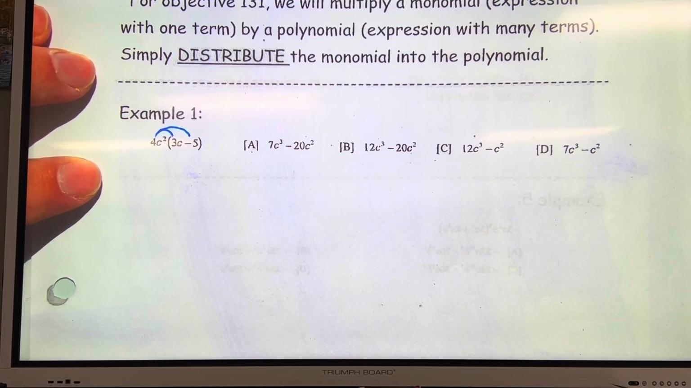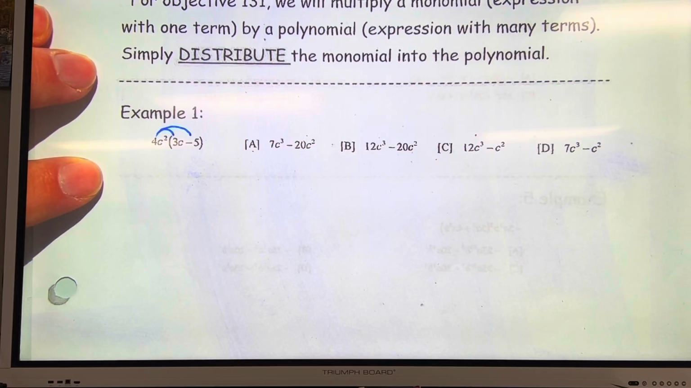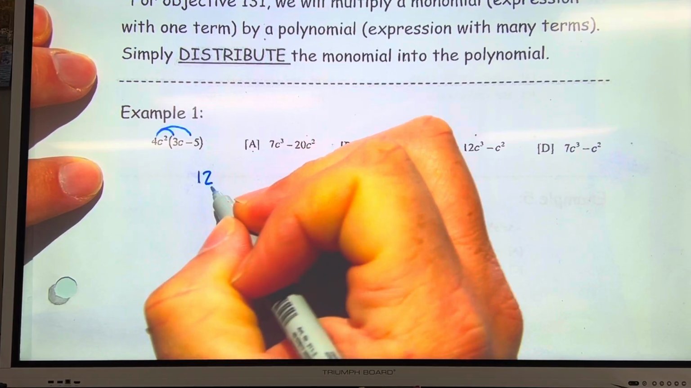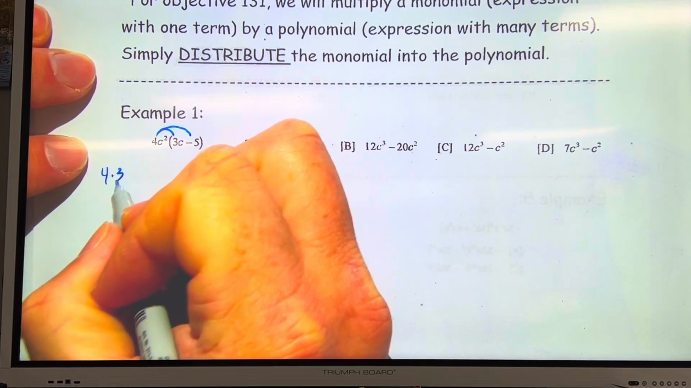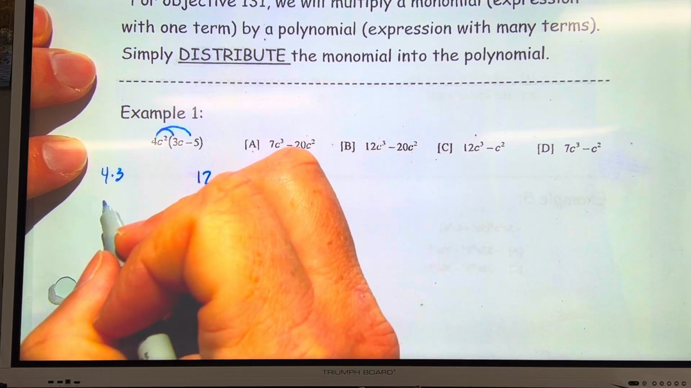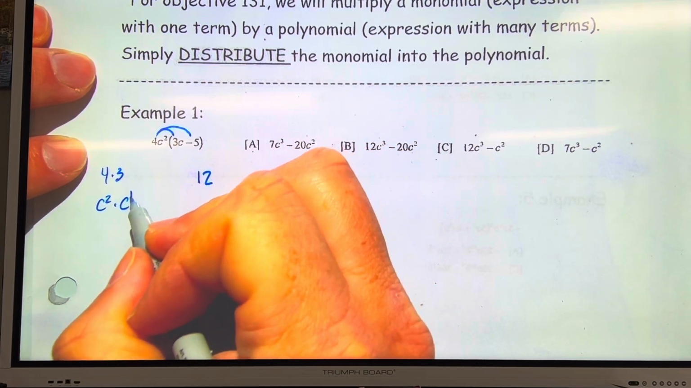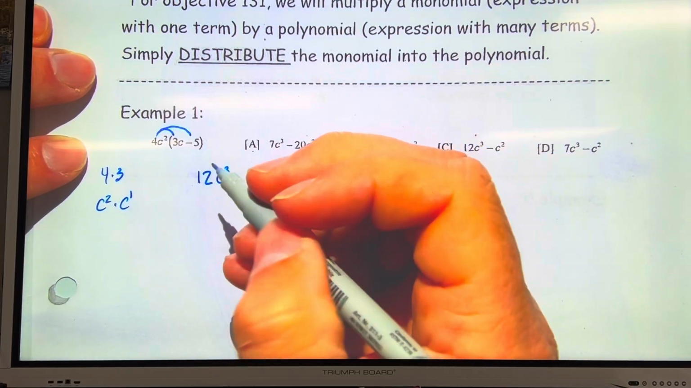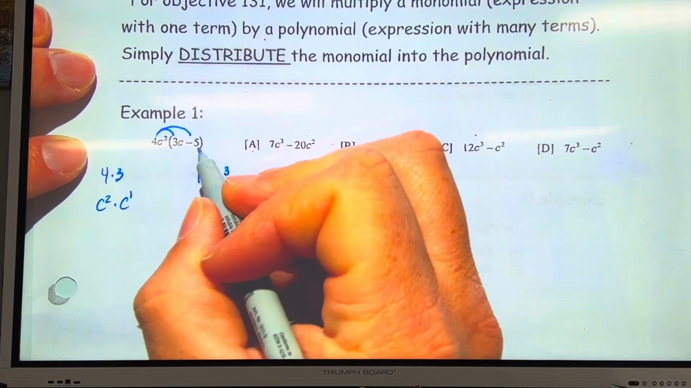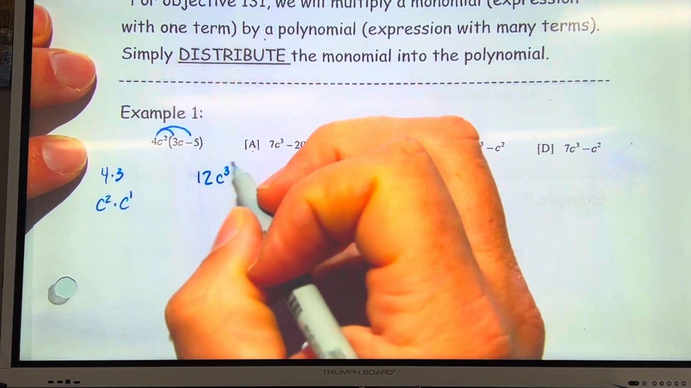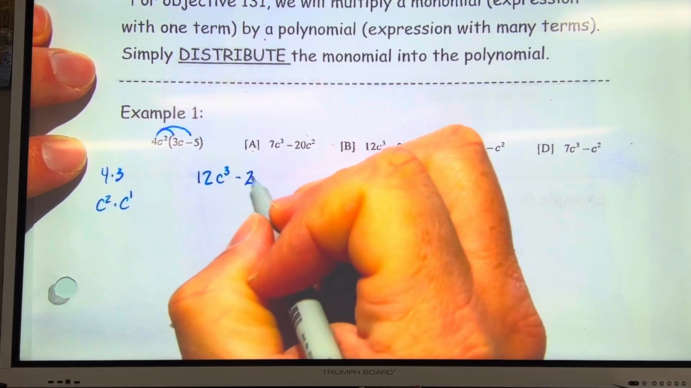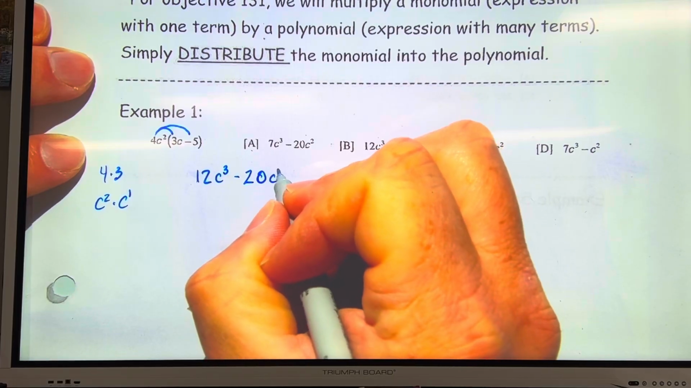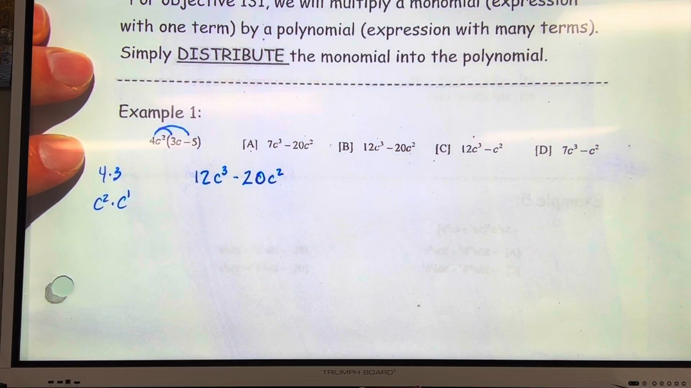Multiply the coefficients by the coefficients and then add the exponents. So 4c squared times 3c is going to give me 12. 4 times 3 is 12. And then c squared times c, we're just going to add the exponents together, gives me c cubed. And then this, we're just having to multiply the coefficients together. There's no letter pieces in there that I have to mess with, so it's just going to be negative 20, and then I'm just going to keep that c squared. Sorry, it's 20c squared. And that's going to be b.